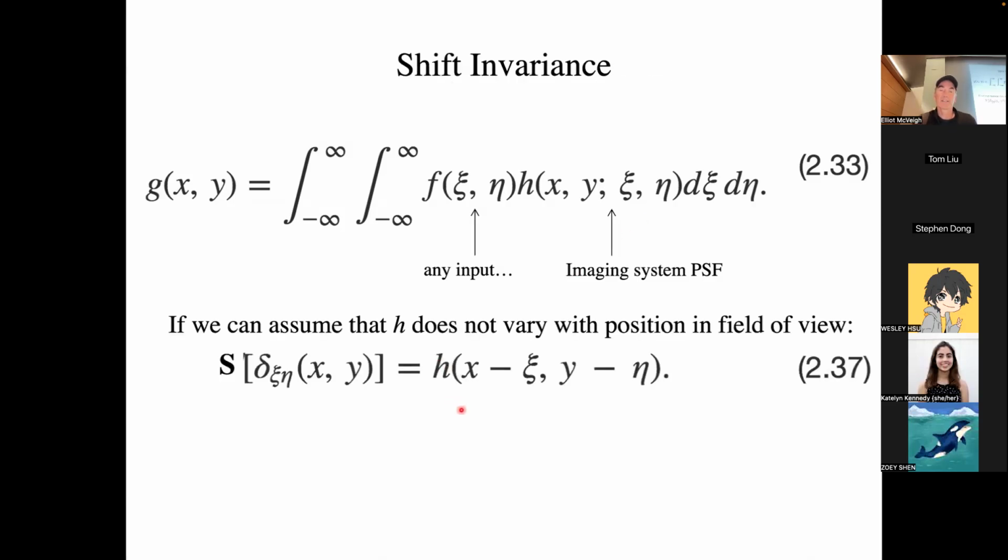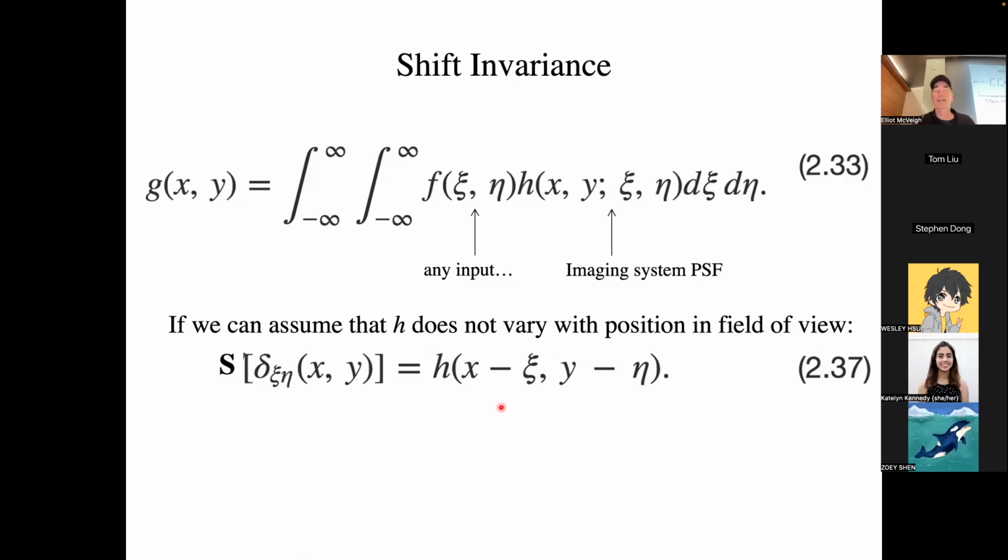Okay. If you can make the assumption that this h function is not dependent on position, so I don't have to pull down a new h function for every x,y point, I can just use the same one for all x,y points, then the system is shift invariant. That means its point spread function doesn't matter where you are looking in your field of view. You're always going to get the same point spread function.